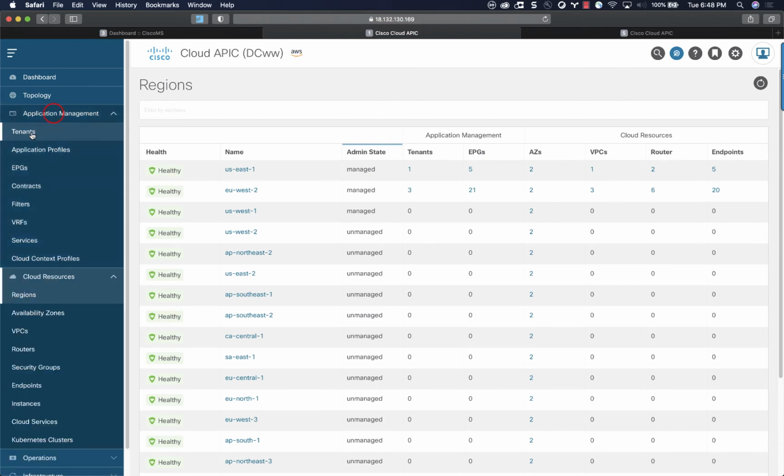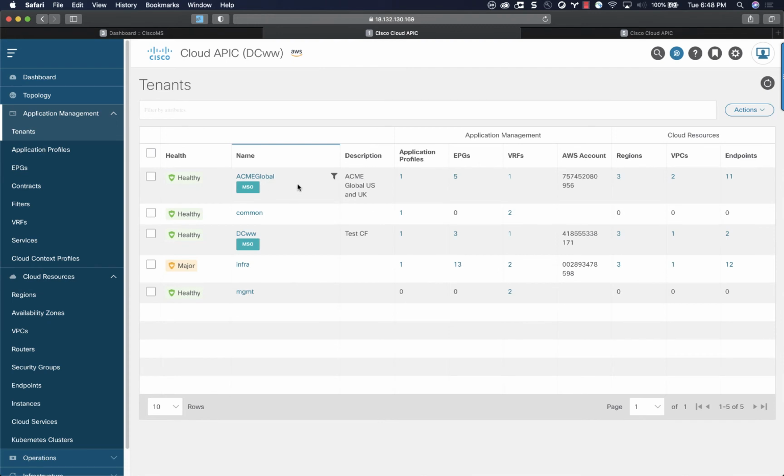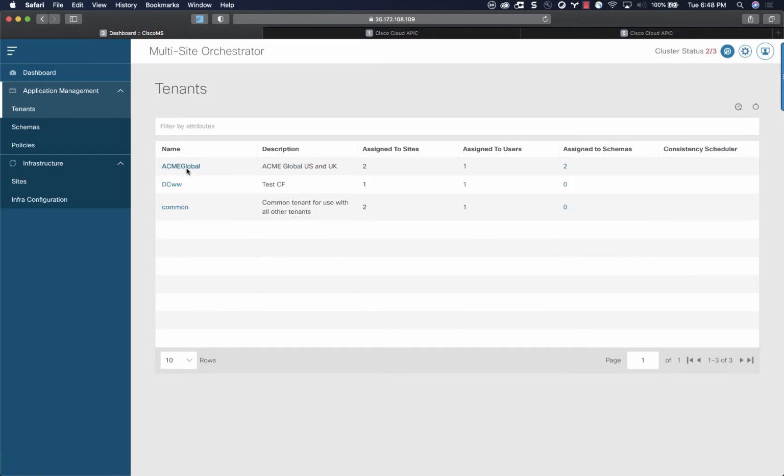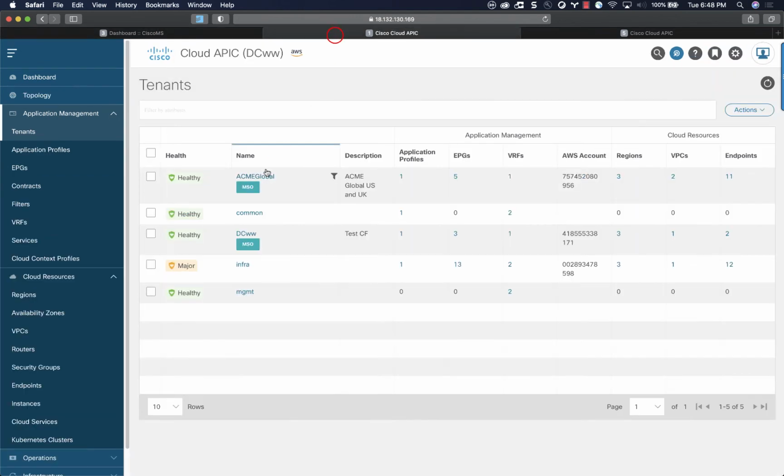Then we're going to go here, and we're going to look at our tenants, and we're going to see, oh, look, remember how we were talking about we had Acme Global and DCWW, and they were assigned to 2 sites? Here we see those 2 sites. One is Acme Global, that's created by MSO, and one is DCWW, that is created by MSO.